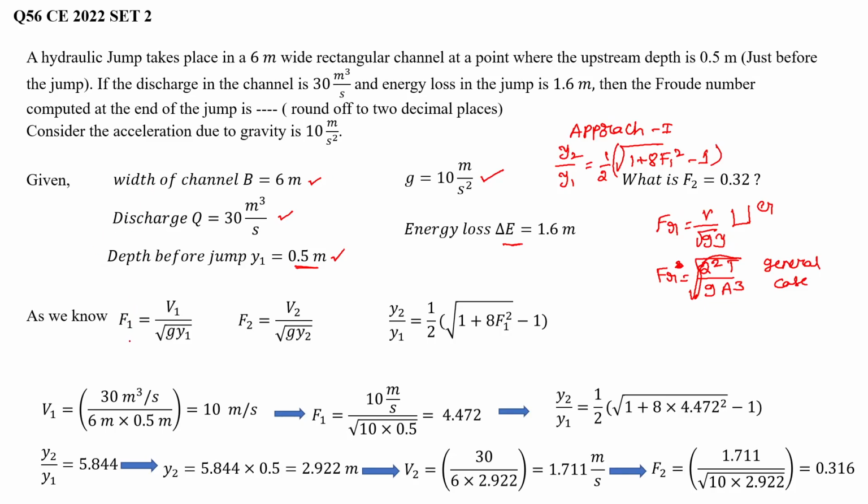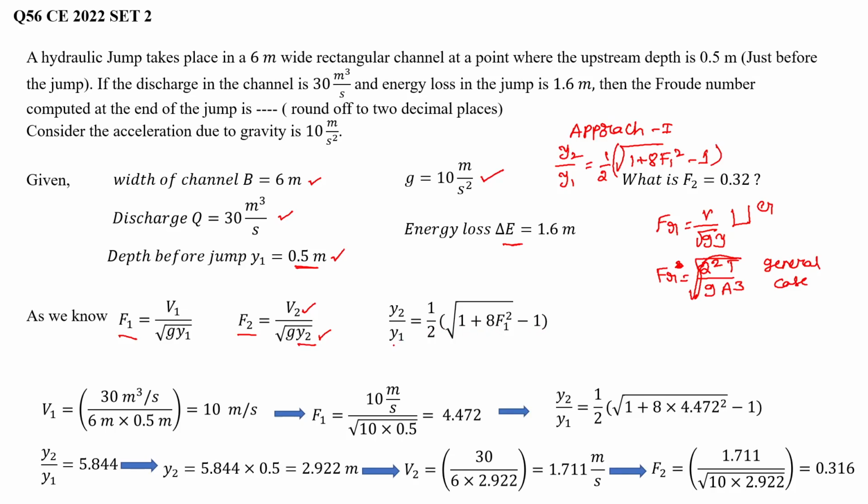So what we do is first we calculate the Froude number at the upstream section. To calculate the Froude number at the downstream section, which is the required answer, we need to know the depth after the jump as well as the velocity after the jump. To arrive at these quantities, we will use this relation y2 divided by y1, which is equal to 1 by 2 square root of 1 plus 8 F1 square minus 1. So we will use this particular relation and calculate.